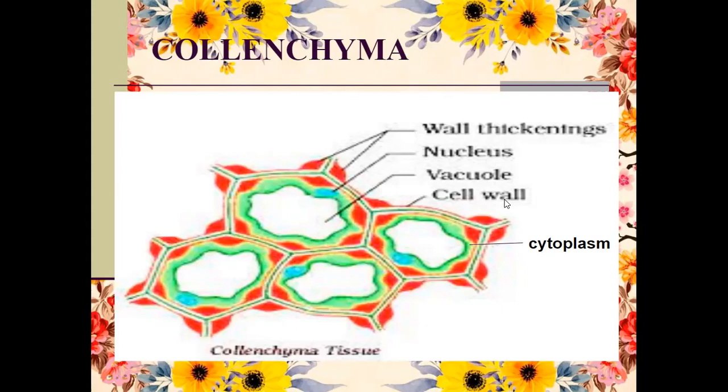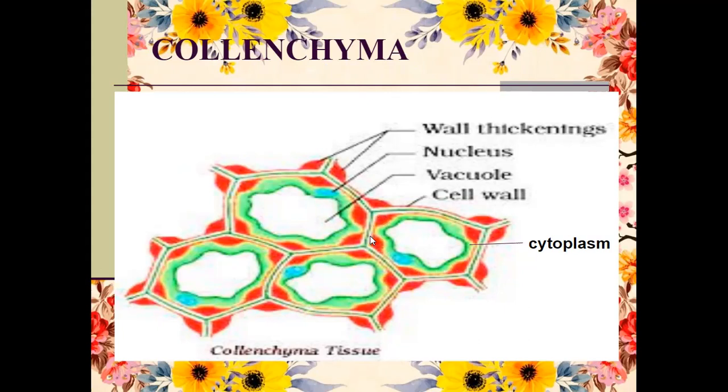Some collenchyma tissues contain chloroplasts. Those collenchyma tissues are called chlorenchyma. Collenchyma tissues containing chloroplast pigments are called chlorenchyma. The function of chlorenchyma is preparation of food material by photosynthesis.